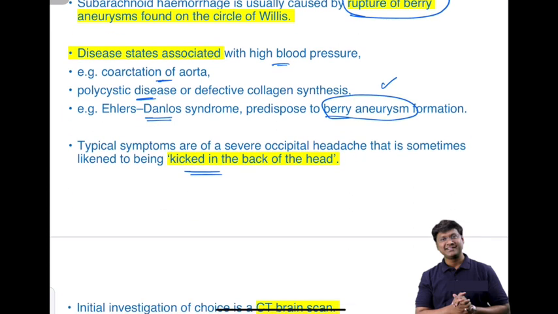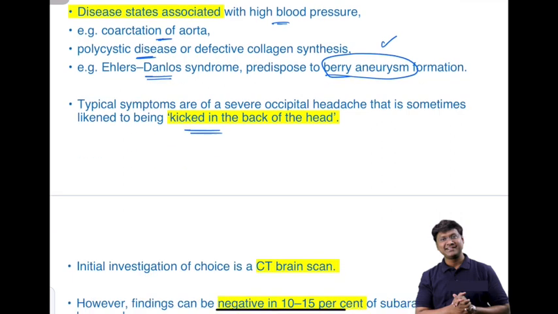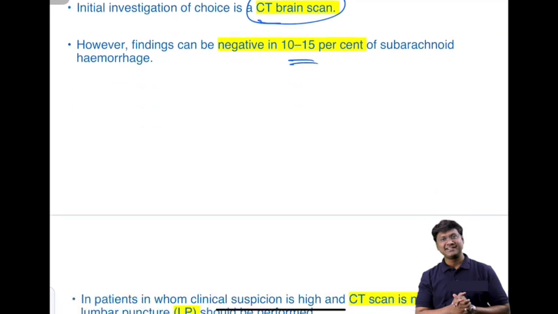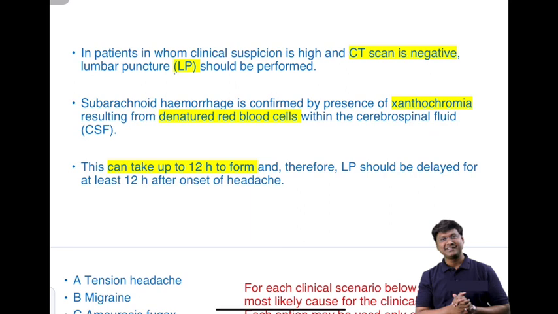Now, what is the first line investigation? The first line investigation is CT scan of the brain. This CT scan can be negative in almost 10 to 15% of cases of subarachnoid hemorrhage. But when you are suspecting subarachnoid hemorrhage and the CT scan is negative, the next most important investigation is lumbar puncture.